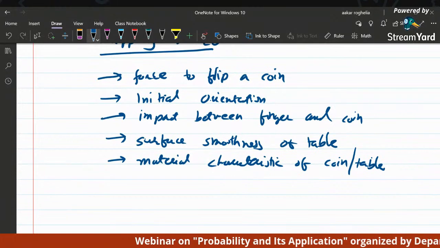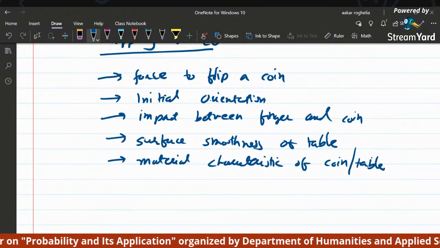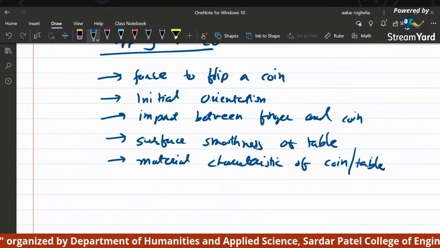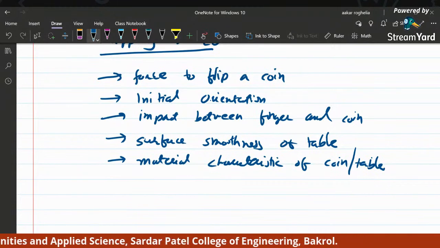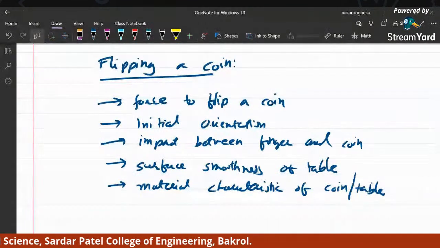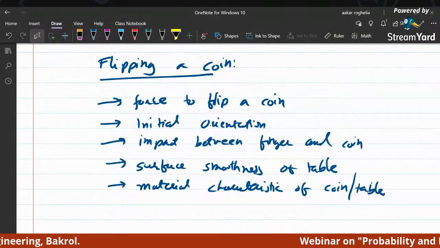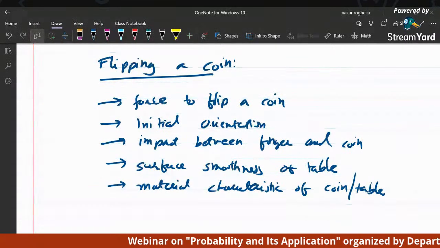Still, we can say some turbulence in the air, or on what surface the coin lands or at what angle. That type of things can also be added. So, if we know all these factors while doing this particular experiment of flipping a coin, then we can be sure what our outcome will be. That is, whether it is a head or tail.